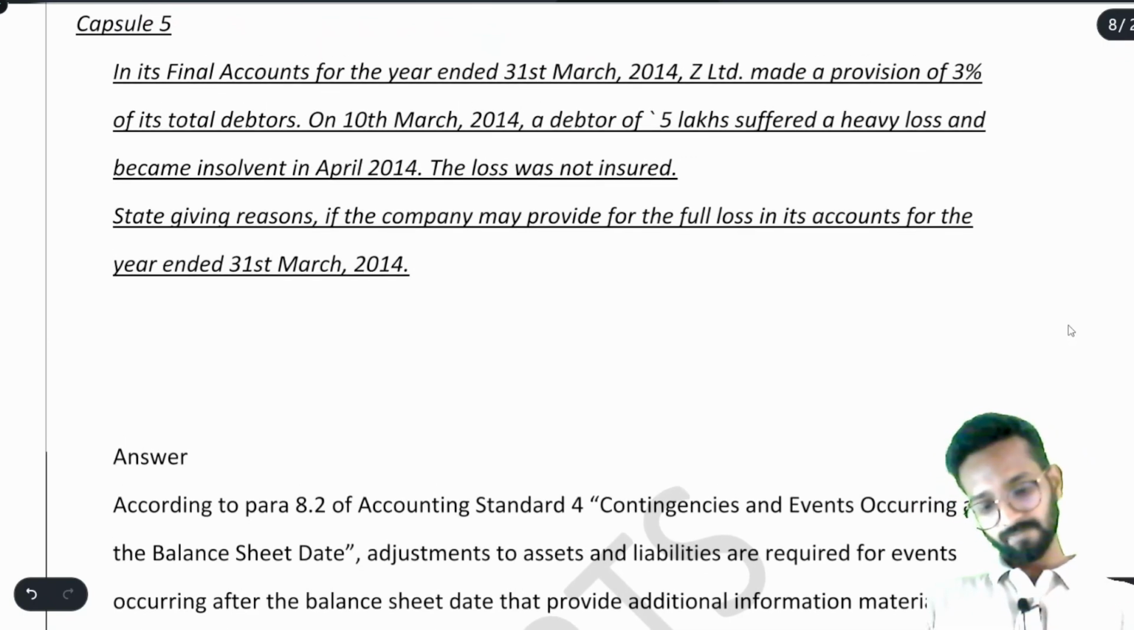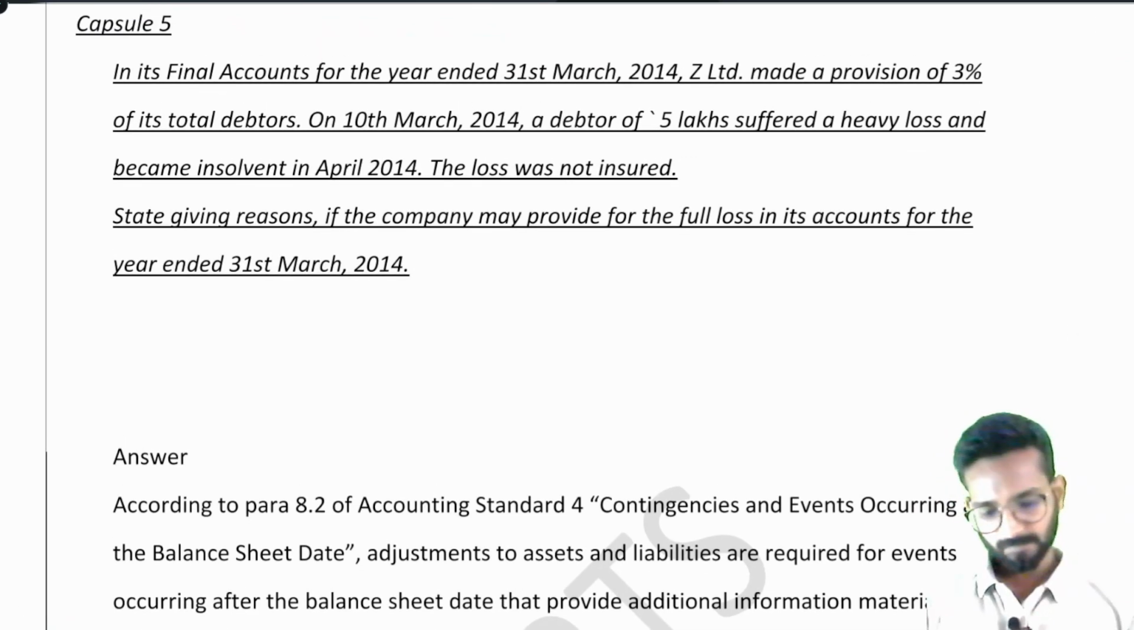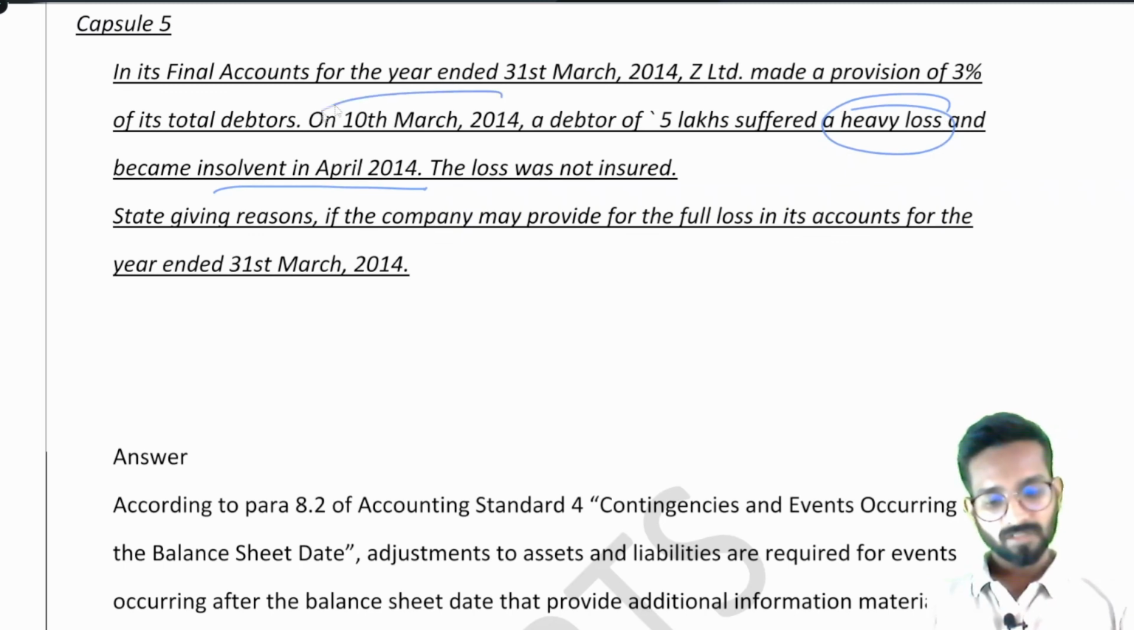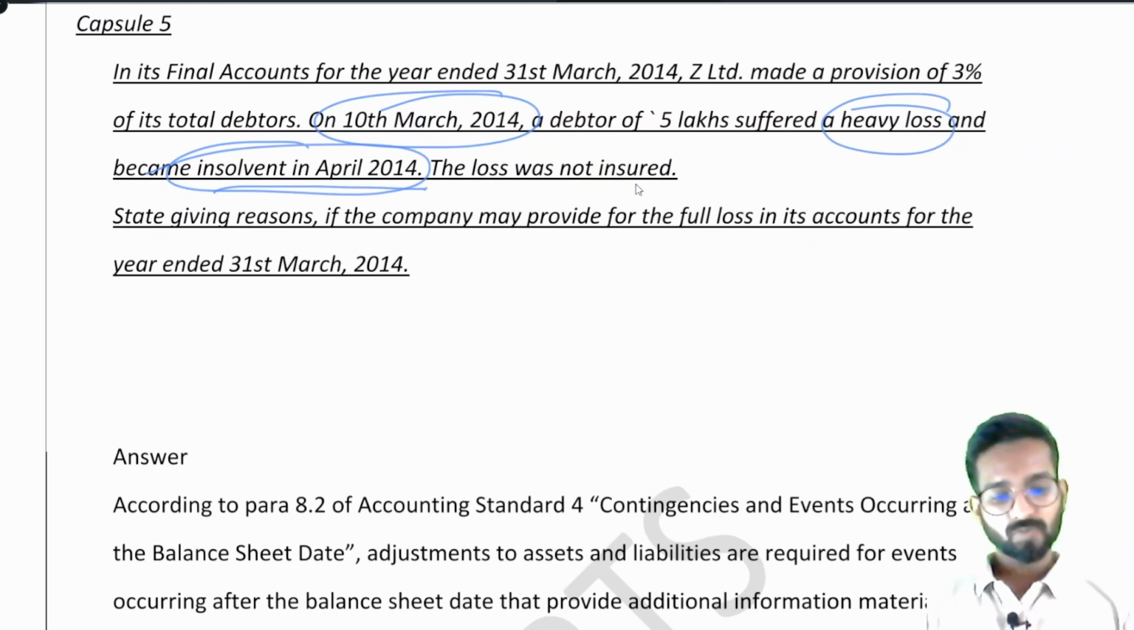Now, capsule number 5. C. In its final accounts for the year 31st March 2014, Z Limited made a provision for 3% of its debtors. On 10th March, a debtor of 5 lakhs suffered a heavy loss and became insolvent in April. See, he suffered a heavy loss on 10th March, but he became insolvent in April. The loss was not insured.